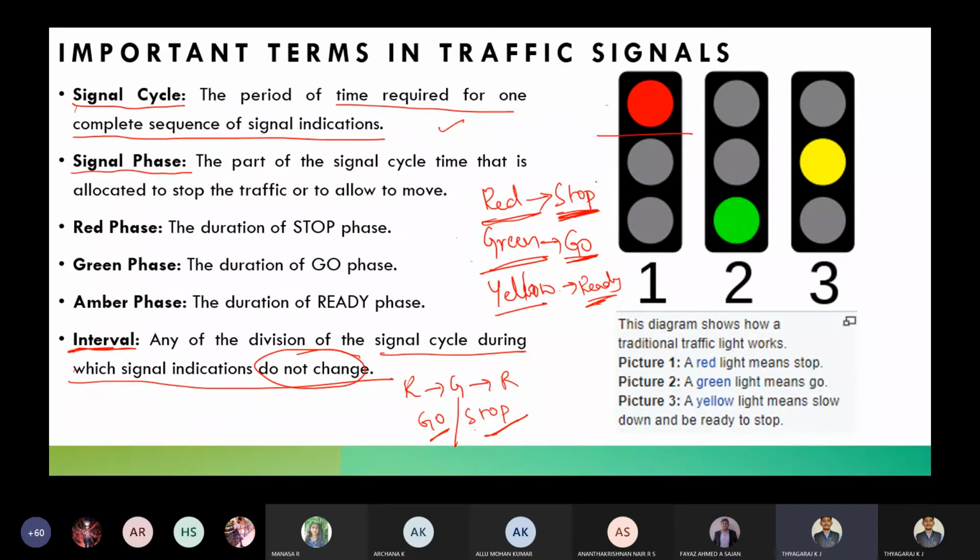So red phase, which is the stop phase, where the vehicles are made to stop in the intersection. Go phase, the vehicles are allowed to move in the intersection. Then amber phase means the vehicles are allowed to get ready or allowed to slow down their speed.